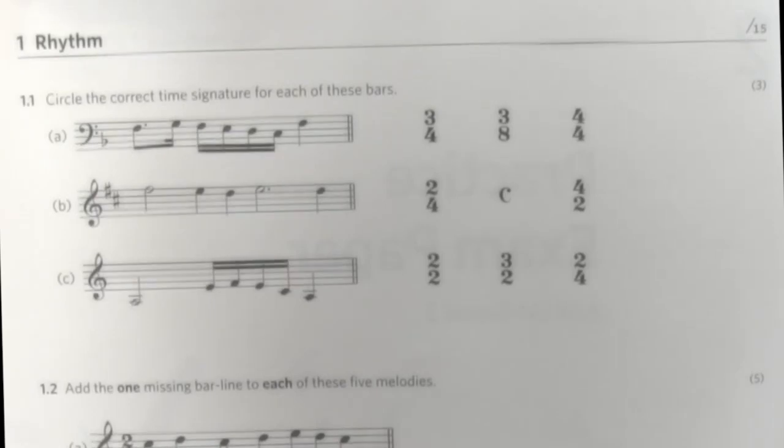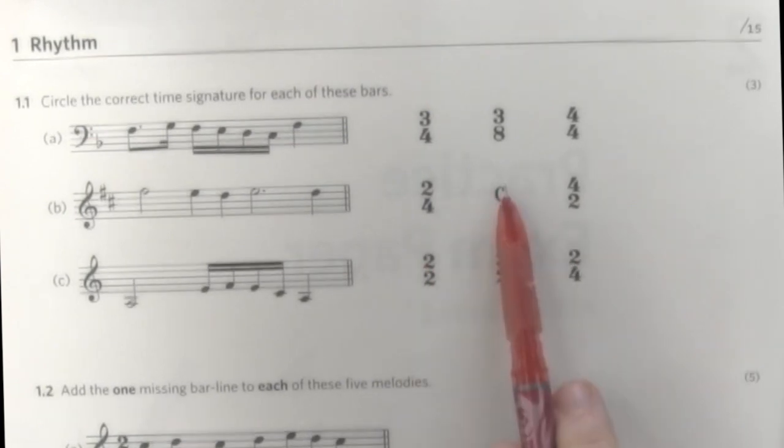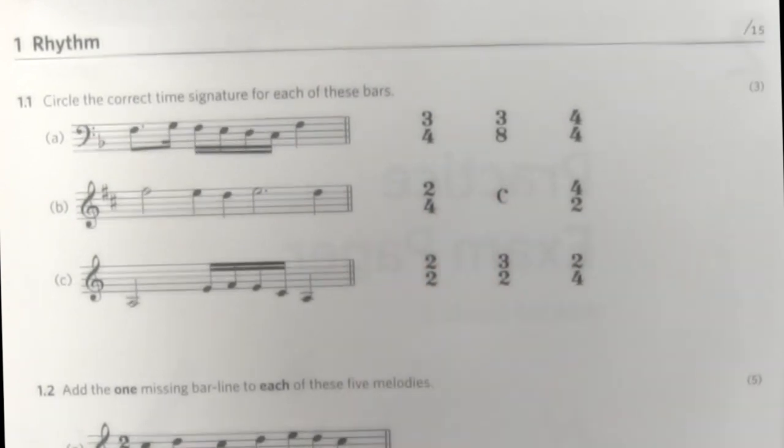In this video I'm going to answer and explain all the questions from the practice exam paper included in the Grade 2 Discover Music Theory book. The first section relates to rhythm, and the first question asks us to circle the right time signature for the given bars. As I always say, look at the bar from above and see what catches your eyes.